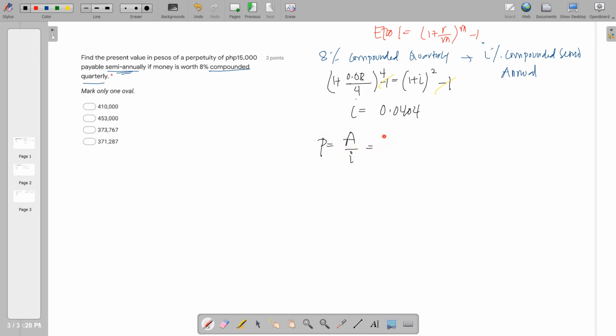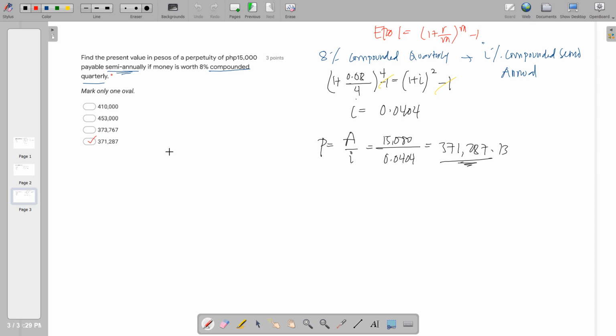So our A here is 15,000. Just divide it by the semi-annual compound interest. We have 371,287.13 pesos. So the answer is obviously this one. Okay?